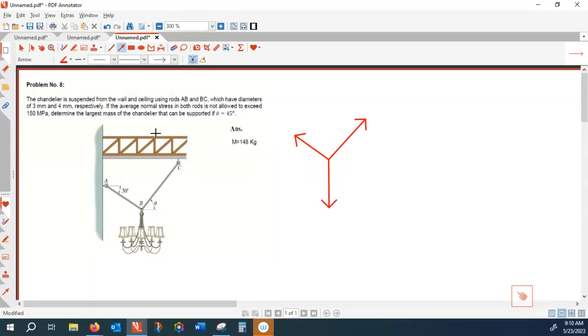So chandelier is, I don't know the mass of the chandelier. So the weight applied here, that would be mg, correct? And then that is force AB. That is the limit of the material. 150 megapascal is the limit of the material.